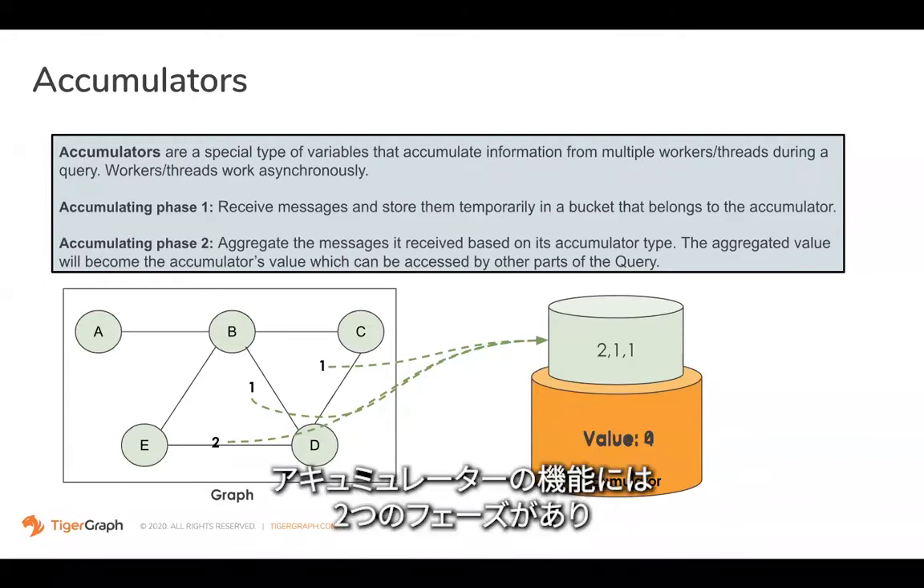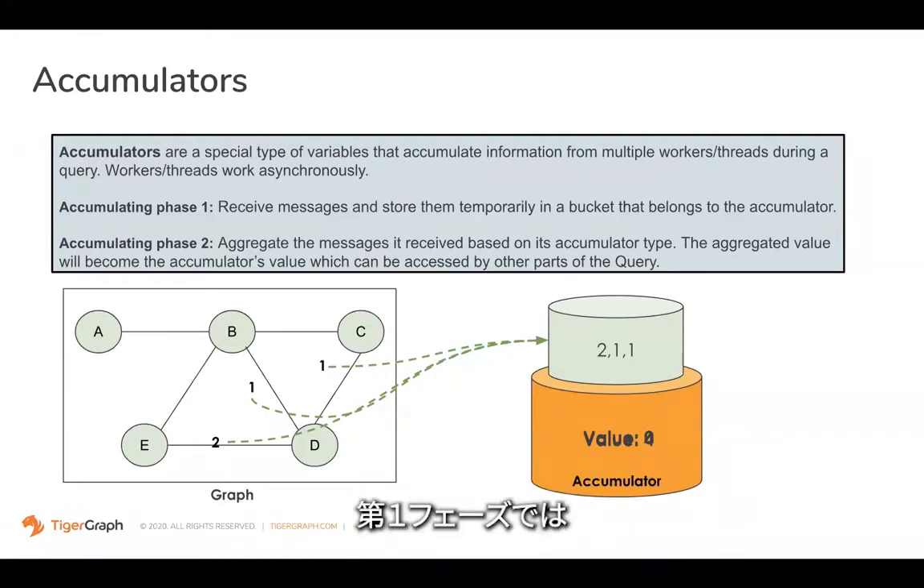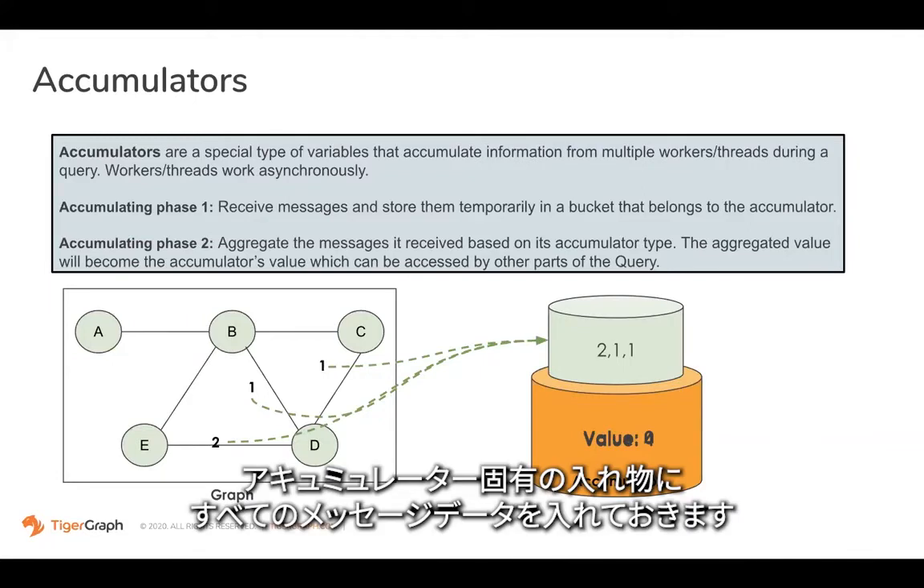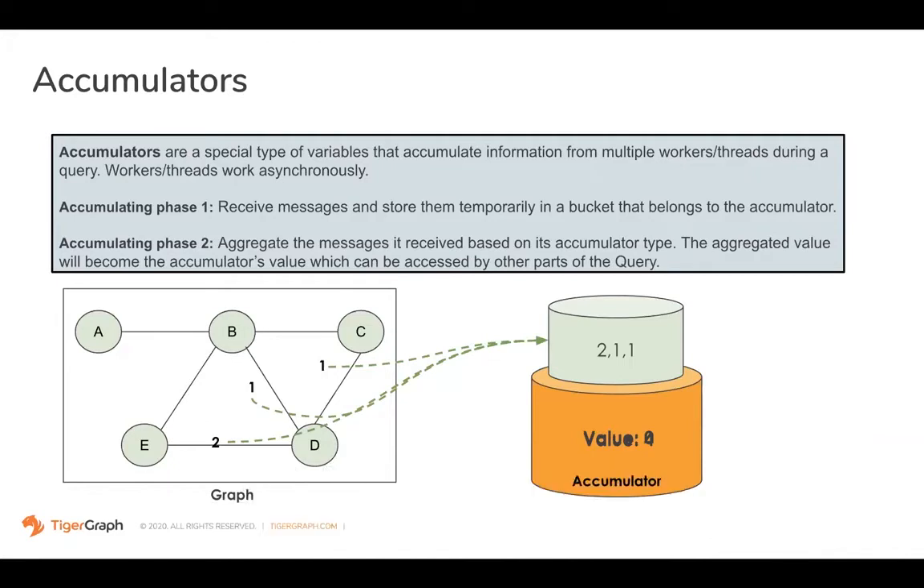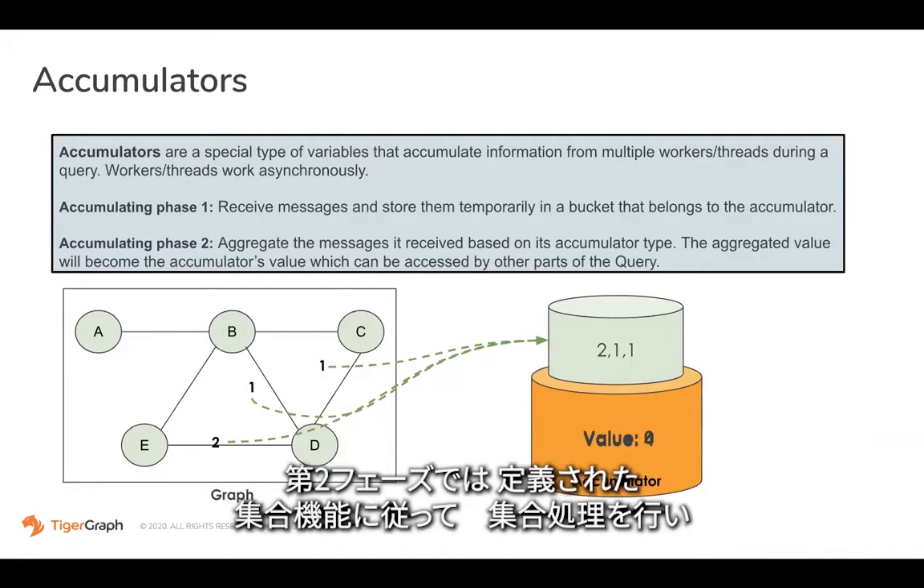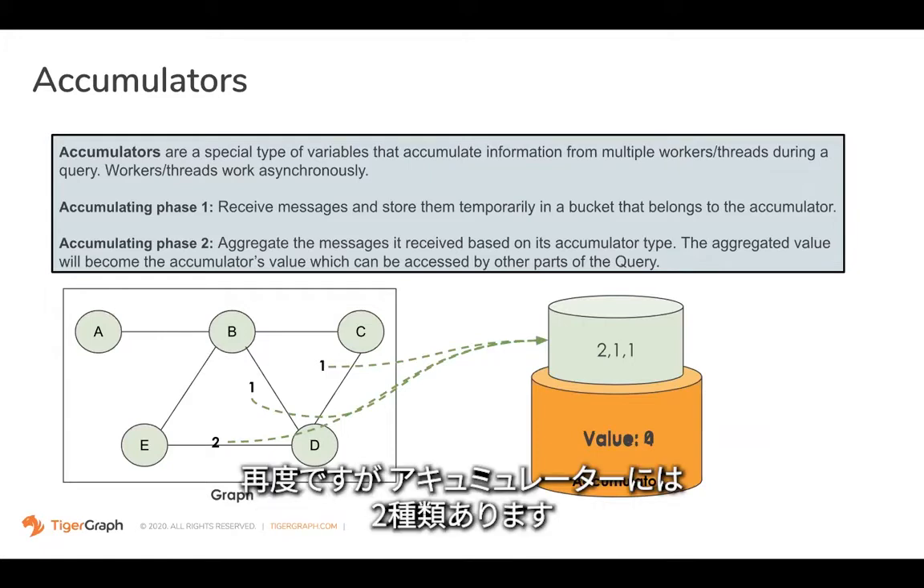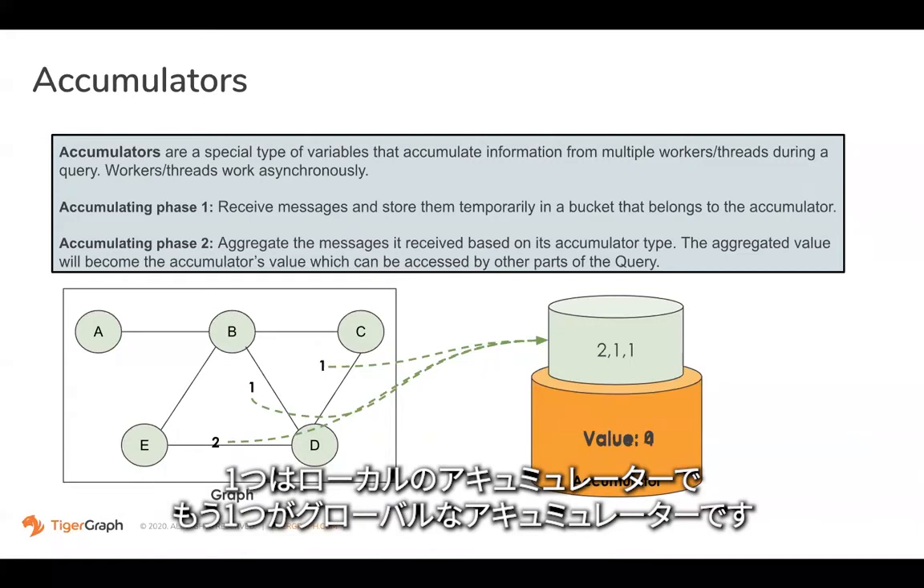So accumulators work in two phases. In phase one, you receive messages, and during the traversal, accumulators hold all of the message data in a bucket that belongs to the particular accumulator. In phase two, the accumulator will aggregate based on the type of aggregate function that's defined, compute the value and provide it for the query. There are two types of accumulator: the local accumulator and the global accumulator.